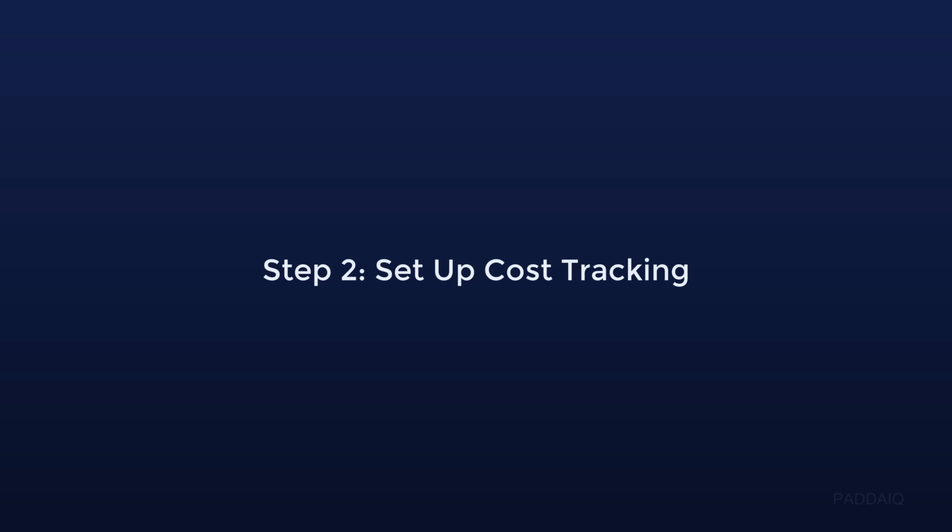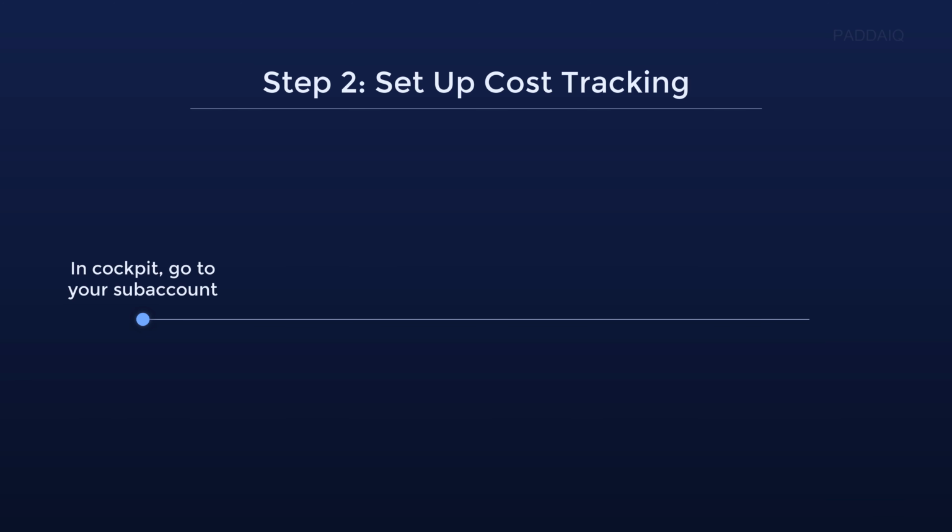Step 2. Configure your cost tracking system. In Cockpit, go to your sub-account. This means navigating in SAP BTP to the specific project space where your applications and services run. For instance, if managing an online store's backend, you'd select its dedicated sub-account. This ensures all subsequent cost monitoring is accurately scoped to your relevant environment.